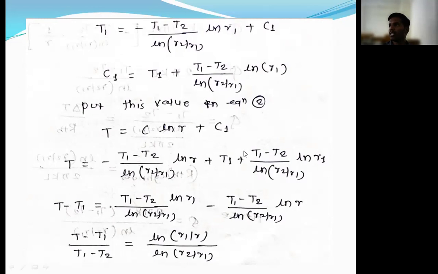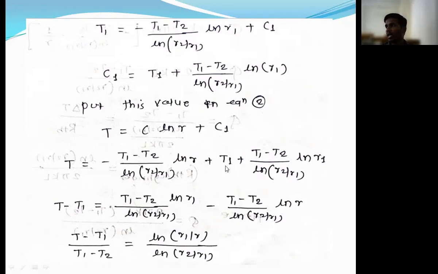Did you understand? This is equation number 2. So whatever the constant values we get, we have to put those values into equation number 2. Okay, so this is equation number 2. In this we have put the values of C and C1. So this is the value of C1 and this is the value of C2.